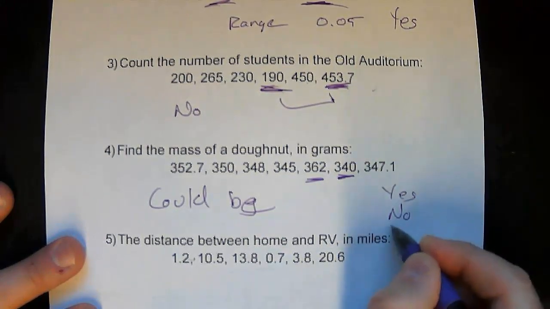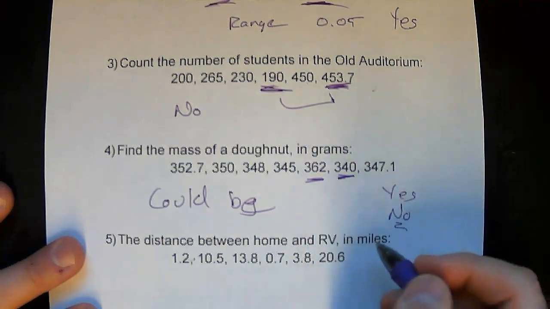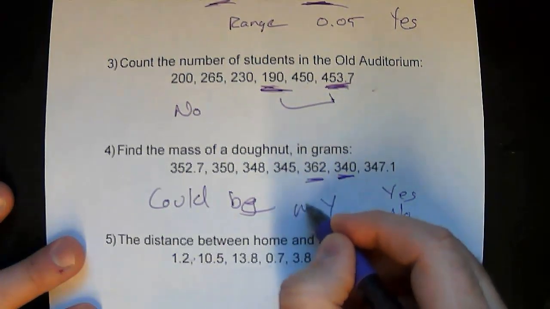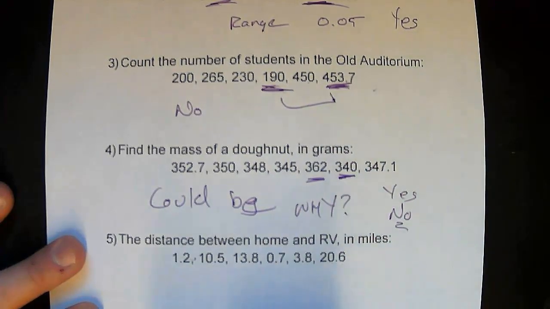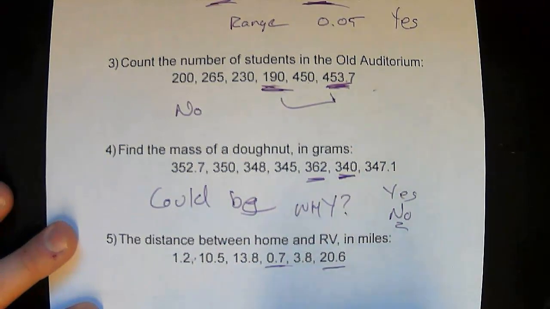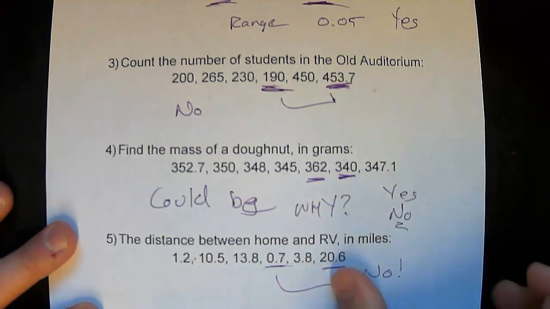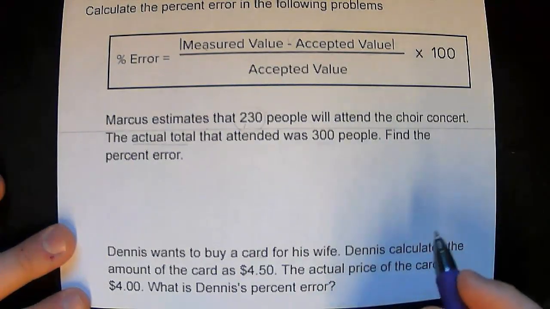But you could also say no, I think, and so this would be a question where I would ask you why, like, why do you think? The last question is distance to your home to an RV between the two. So again, the range is 0.7 to 20, and so that's a huge range, and so I would say that's no, not precise.